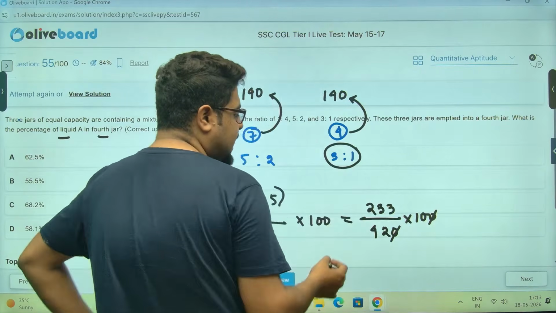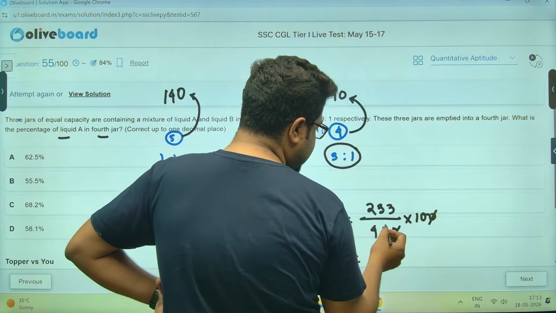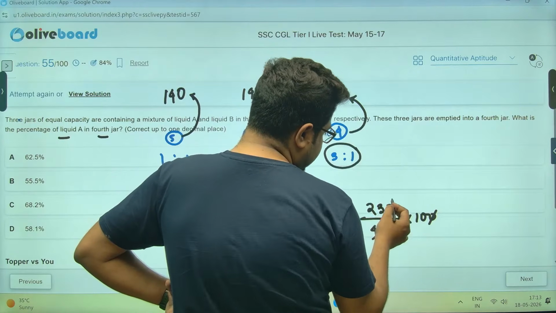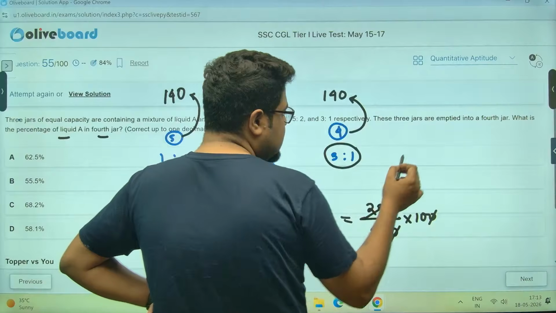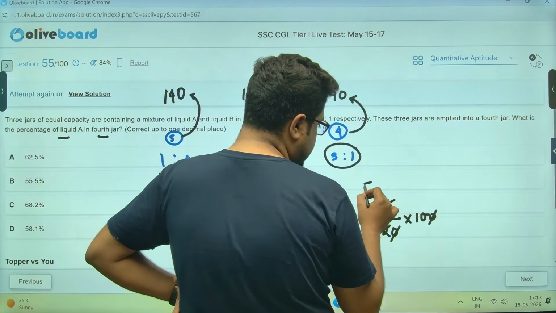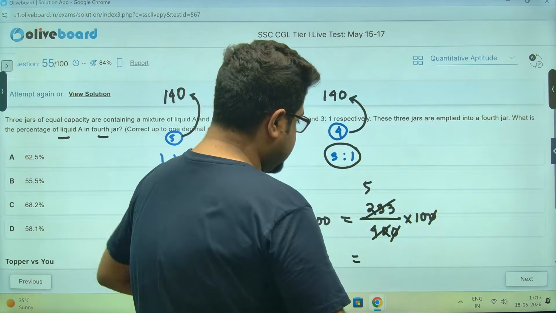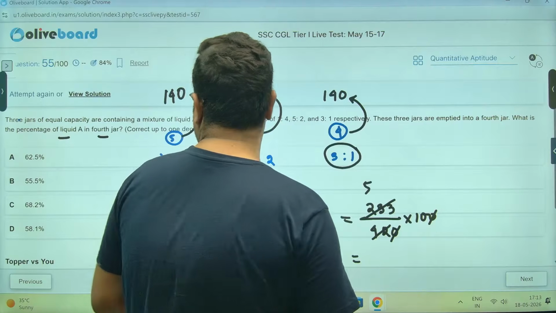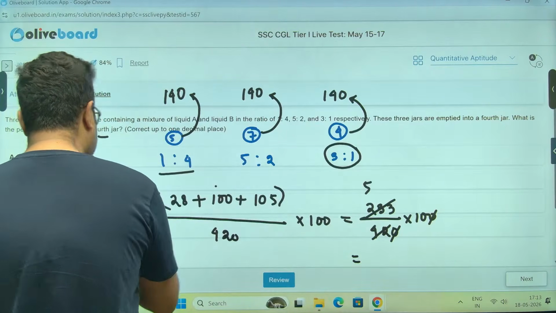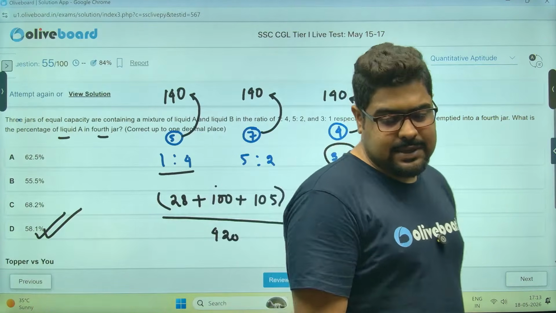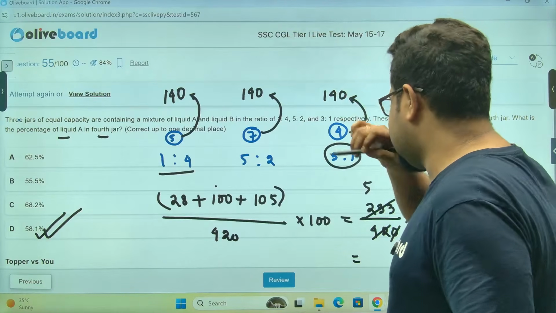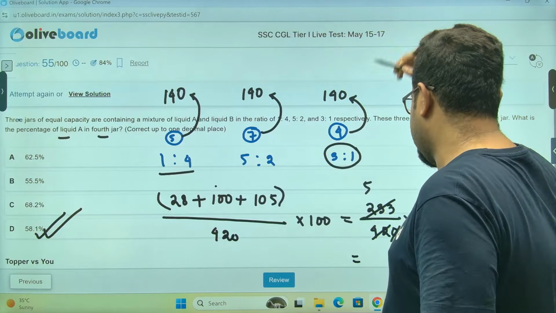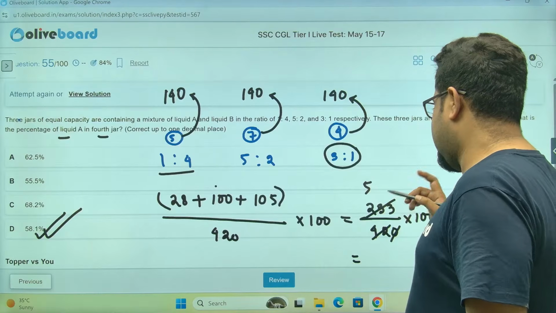Correct? Chalo, let's calculate. I don't think it will be very easy. Sir, 50 point something. Chalo, 42 fives. It's very close to 60%. Sir, option D will be the answer. Very close to 60%. You see, I'm just approximating. 42 into 6 will be 252. Acha, one second.